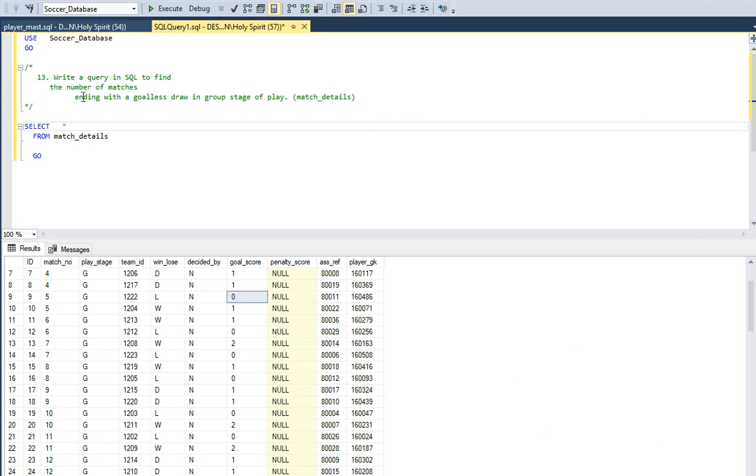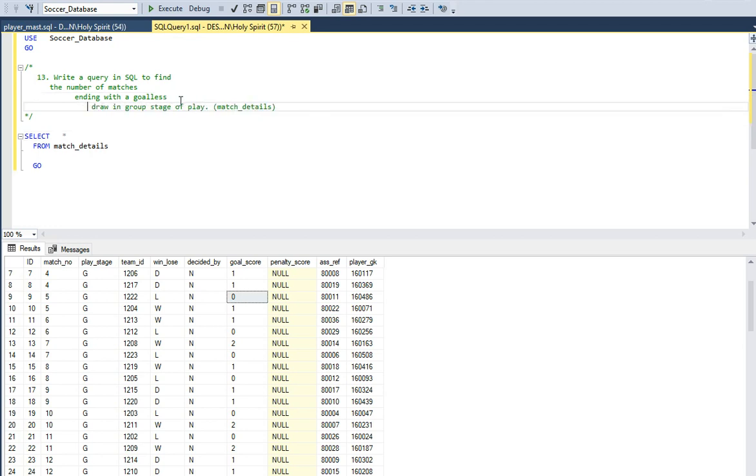Okay, let's go through it again. Ending with a goalless, which means goal equal to 0, or this one. This is a where condition. This whole thing. Yeah, goal score has to be 0. Draw. Okay, it has to be a draw.